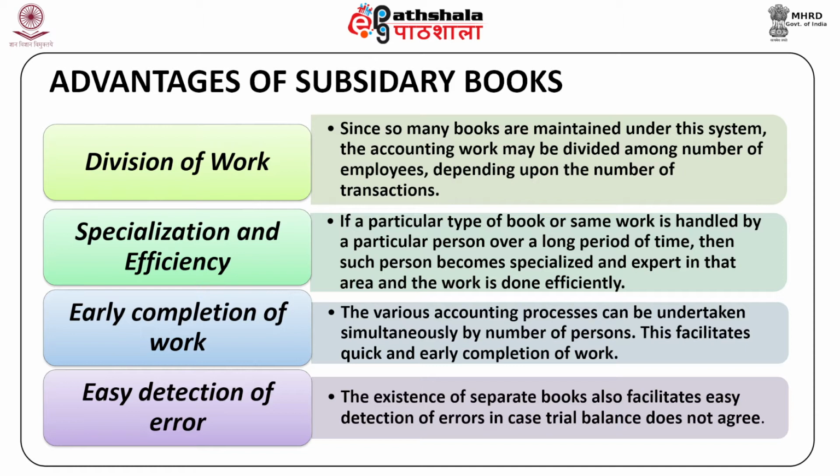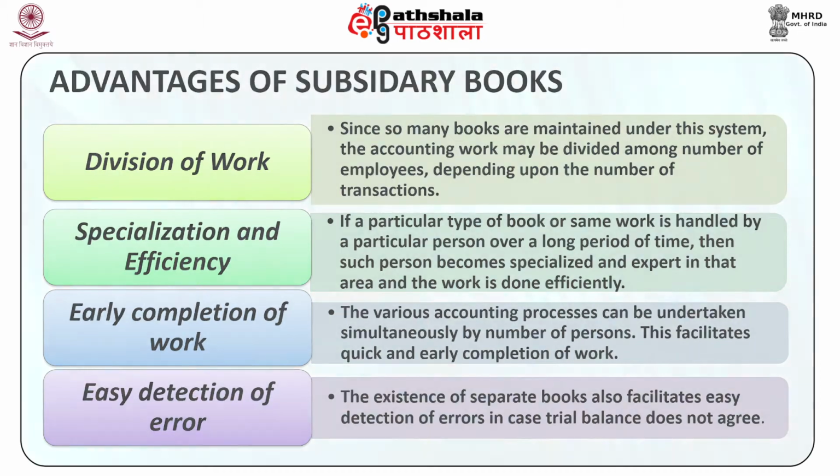The third is early completion of work. The various accounting processes can be undertaken simultaneously by a number of persons. This facilitates quick and early completion of work. Then specialized information. Under this system, each class of transaction is recorded in a separate register or book. Thus, the related summarized information becomes available. The fifth one is easy detection of error. The existence of separate books also facilitates easy detection of errors in case the trial balance does not agree.